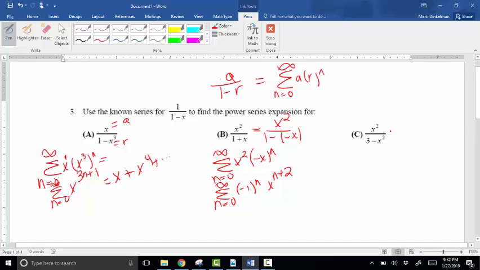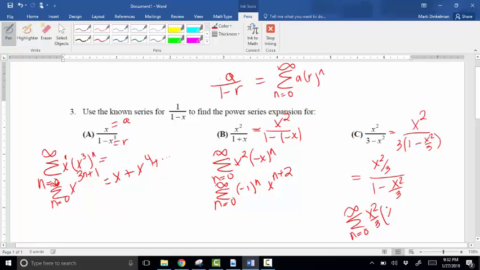And then on C, one of the things we have to do is factor out the 3 from the denominator because we need this to be a 1. And then a lot of people then like to have the 3 that is in the denominator now become part of the a. So we have a times r to the n.